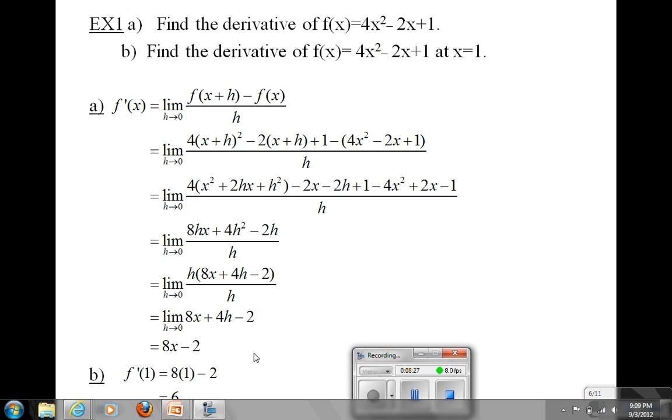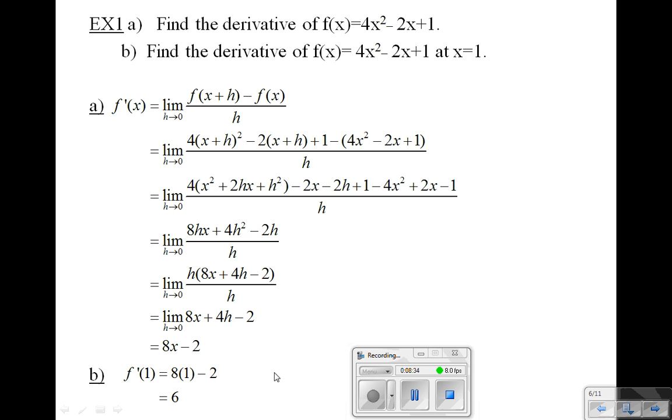On part B, they say, what about when x is 1? So I just go ahead and plug 1 in for x, and I get my slope at that particular point.